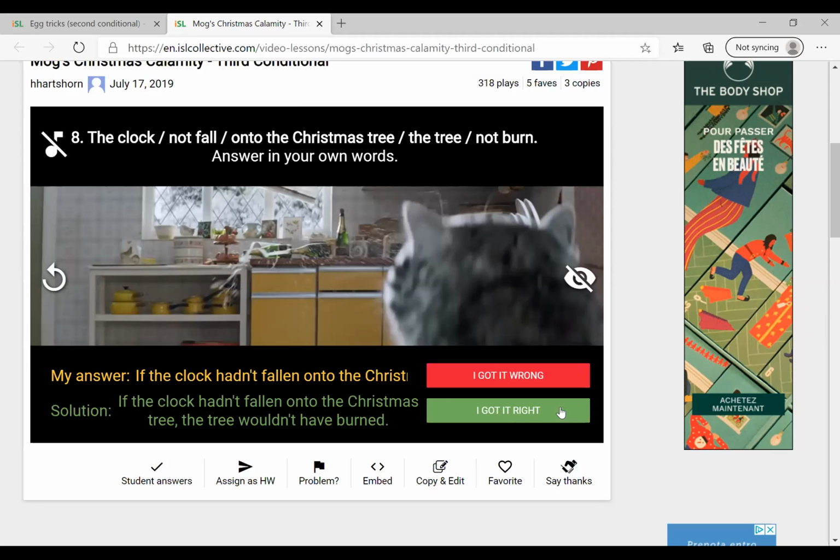Hadn't. If the clock hadn't fallen onto the tree, the tree wouldn't. We didn't have a comma. We didn't put a comma there. Comma, comma, comma. So correct. Hadn't fallen. Great job. The tree wouldn't have burned. Next.